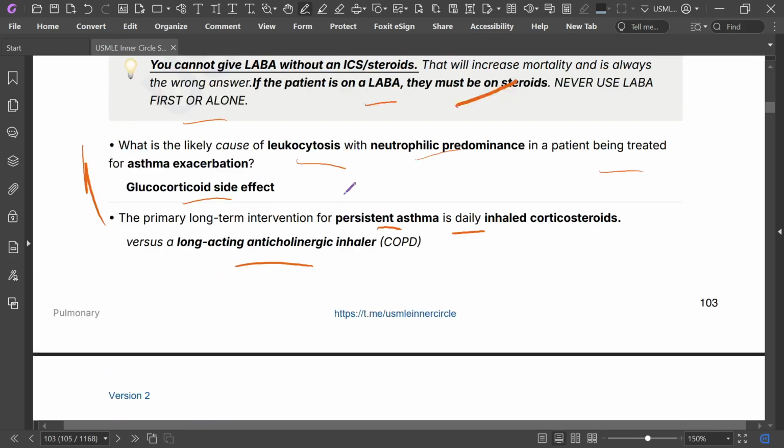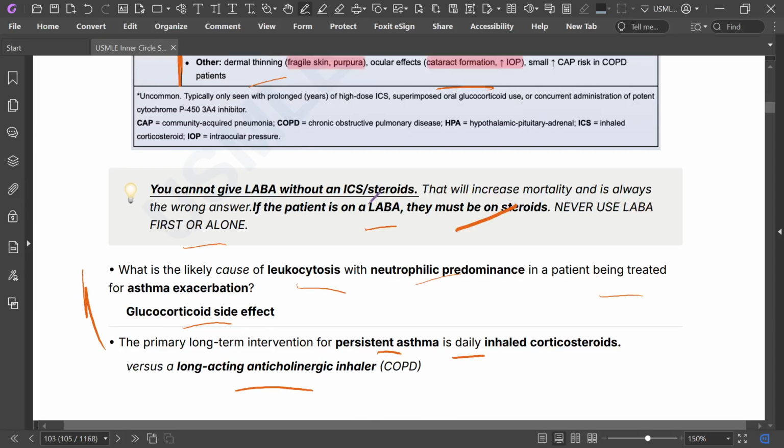Okay, so that's all about asthma. It's a long talk, but it's a very important topic. In the next session, we will discuss some questions regarding asthma and COPD. Hope you enjoy.